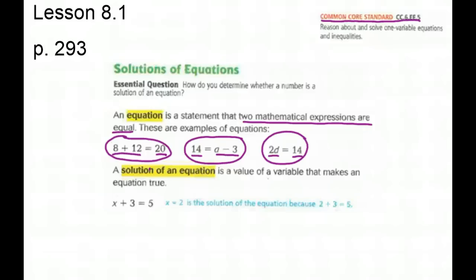So in this example, we would be looking for what value of x, in other words, what number does x stand for, added to 3 would equal 5. So in the blue it says x would equal 2, and that would be the solution of the equation, because 2 plus 3 equals 5. So essentially what you'll be doing is plugging in numbers for variables. Another word for variable is letter.